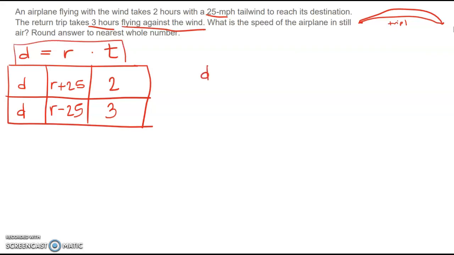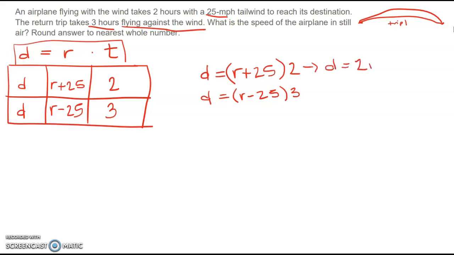So we have distance equals (R plus 25) times T. Now very important, we need to put this in parentheses because T needs to be multiplied by the entire rate. So very important that that's in parentheses. We'll do the same thing for the bottom. D equals, again in parentheses, (R minus 25) times 3. Let's simplify these. So here we're going to get D equals 2R plus 50. In the bottom one, we're going to get D equals 3R minus 75.